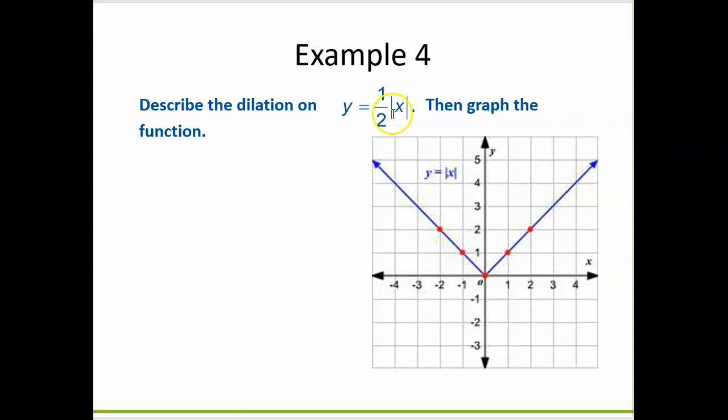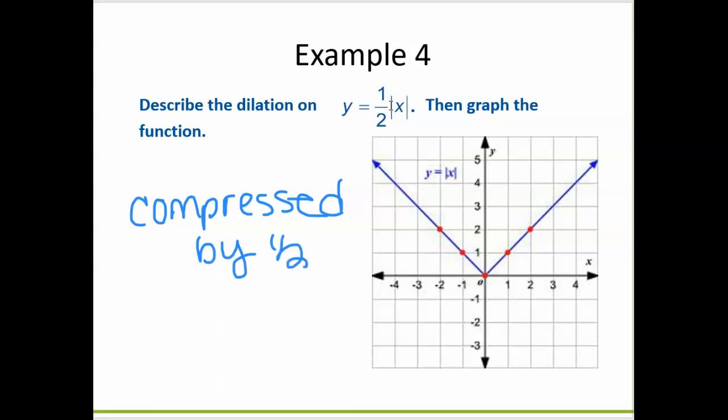So in this case, we have a 1/2 in front of our x. That's between 0 and 1. So my graph is going to be compressed by 1/2. So that means it's vertically fatter or wider. And again, you can see that when you look at the light blue compared to the dark blue, it is below and happening at a slower rate.